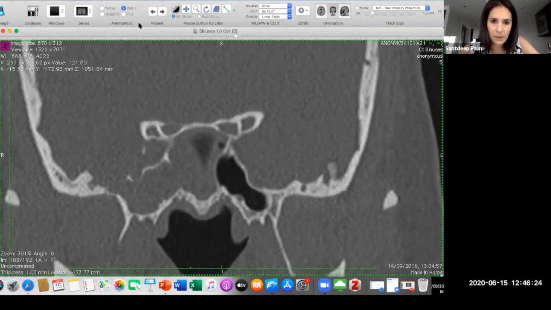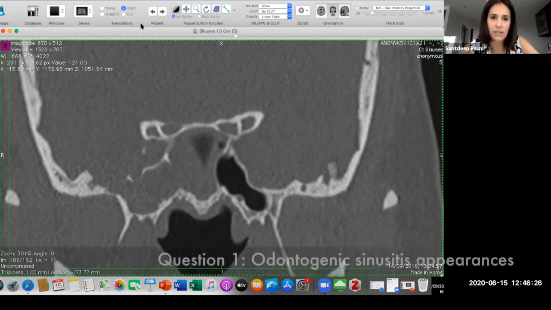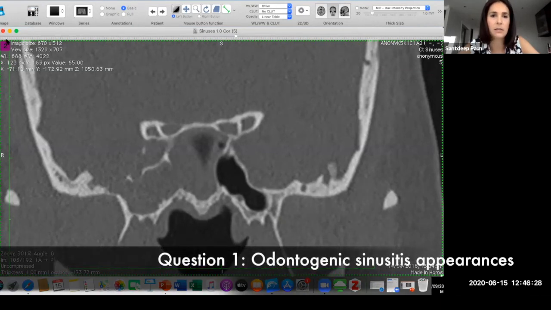Someone's asked, can you comment on odontogenic sinusitis appearances, please? Do you have anything on that? Yes, I do. So, hold on, let me go to the... I've got a case here, which is an OPG.